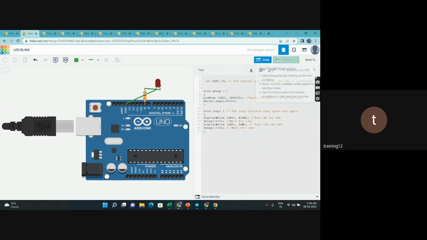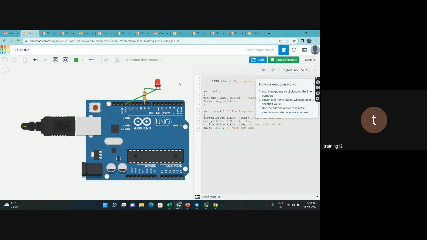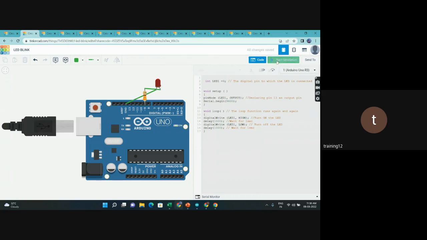Then start simulation. Then you see here it blinks. Okay, clear? Clear? It's code.